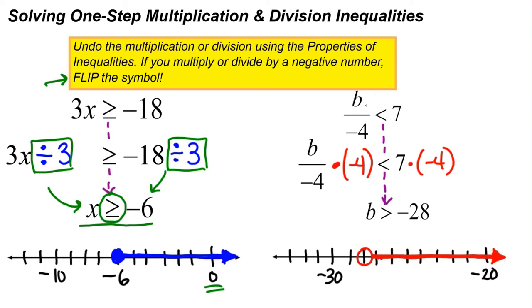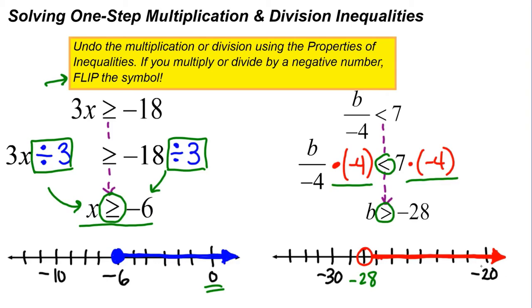Next one, b divided by negative 4 is less than 7. So here I'm going to undo the division by multiplying both sides by negative 4. So you may have noticed, hey, I multiplied both sides by a negative number, and notice that the inequality symbol was flipped. I flipped it from less than to greater than because both sides were multiplied by a negative number, so I have to flip that symbol around. So b has to be greater than negative 28, and so here's negative 28 on the number line, and everything that is greater than negative 28.